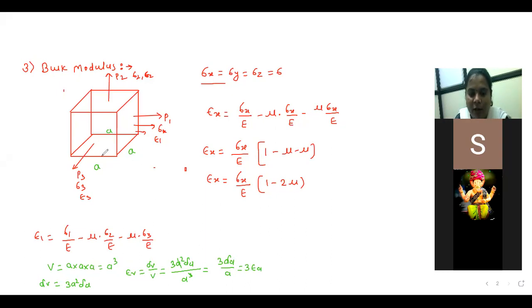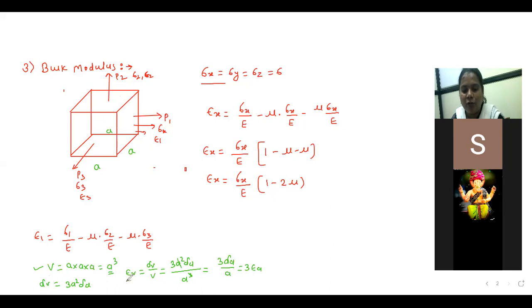Here we have assumed the side of this cube is A. Then you have to find the volume. Volume is equal to first side multiplied by second side multiplied by third side, so volume is A into A into A. So you get A cube. After that you have to find the change in volume. How to find change in volume? By taking the derivative of this volume. So del V is equal to the derivative of A cube, which is 3A square del A.